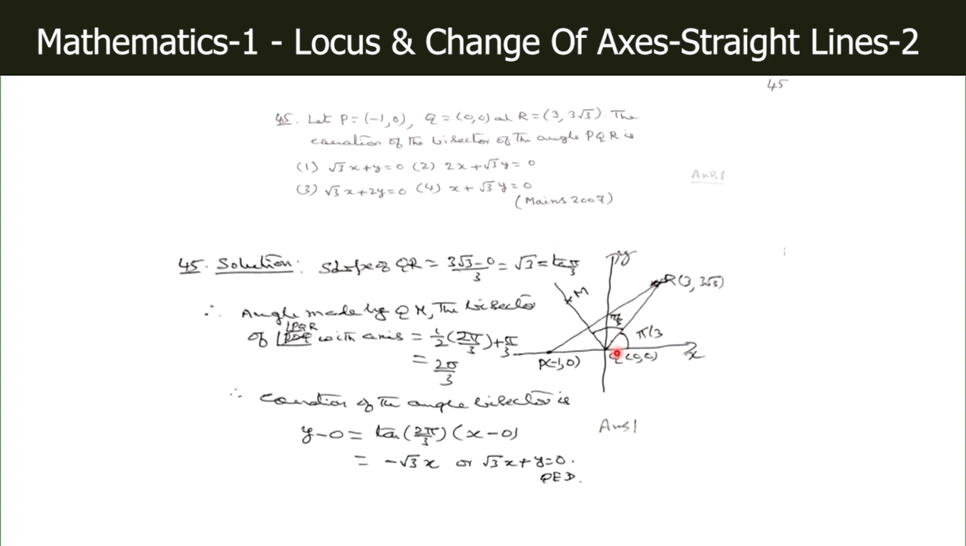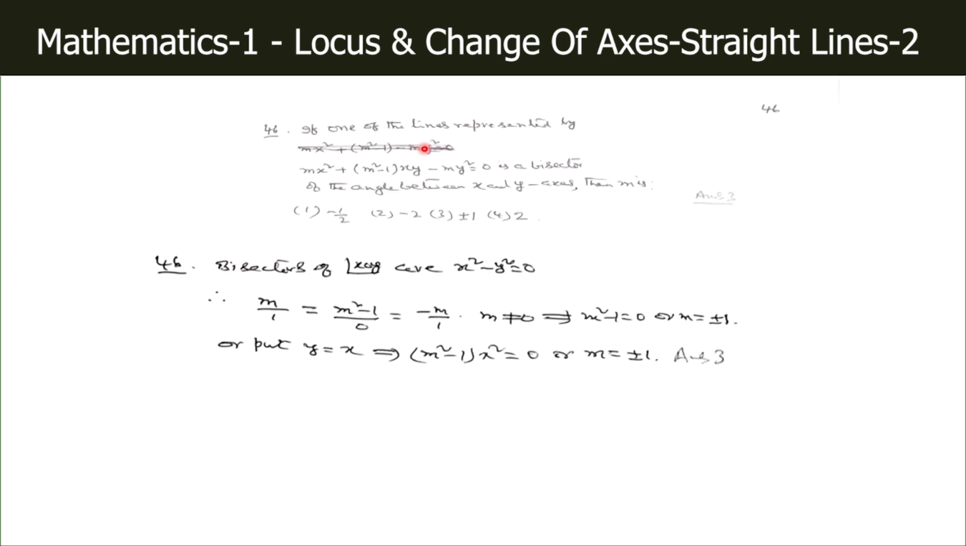That means the slope is tan 2 pi by 3. So therefore, the equation of the angle bisector QM is y minus 0 is equal to tan 2 pi by 3 into (x minus 0). Tan 2 pi by 3 is minus root 3. So y is equal to minus root 3x, or root 3x plus y equals 0. So the correct option is option number 1.